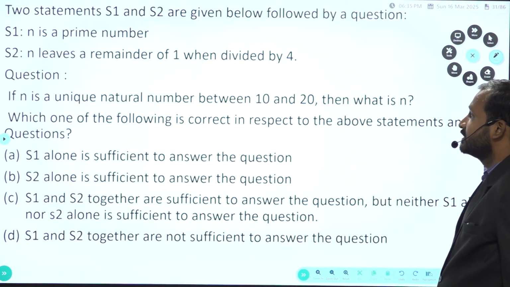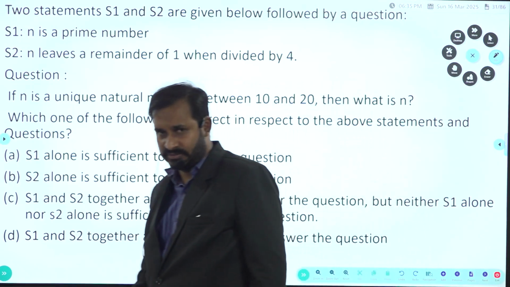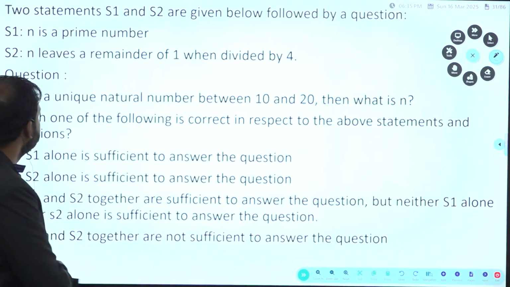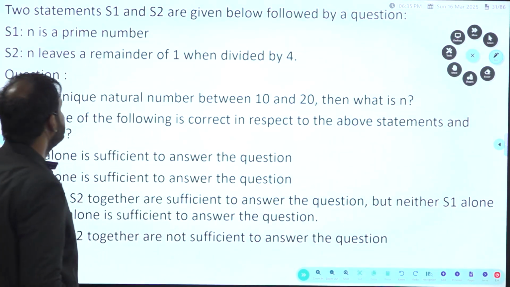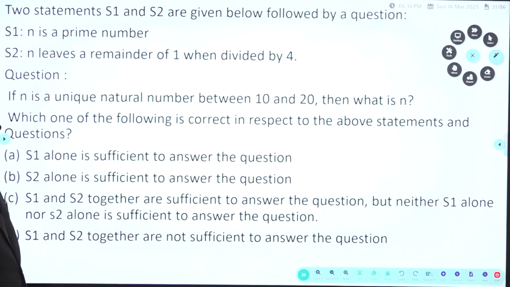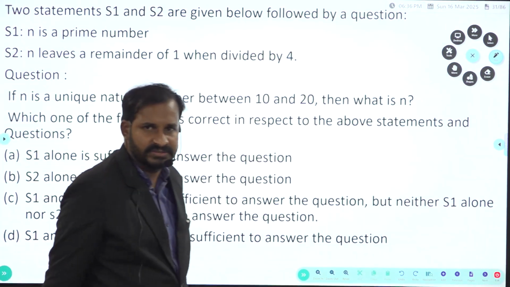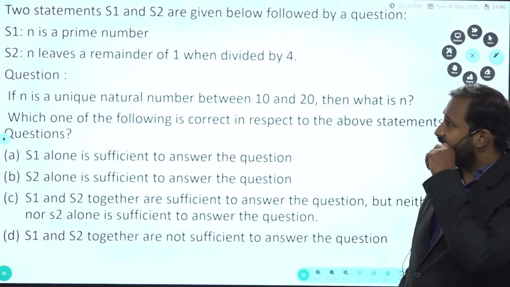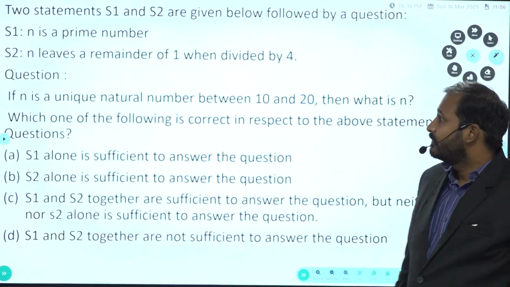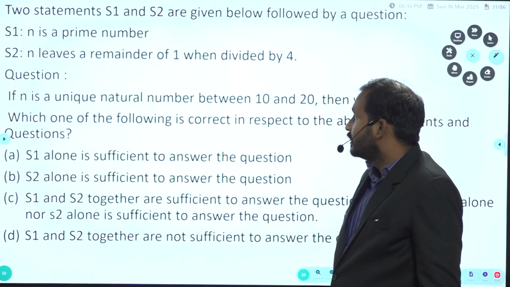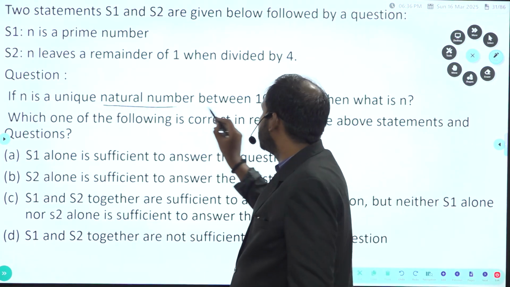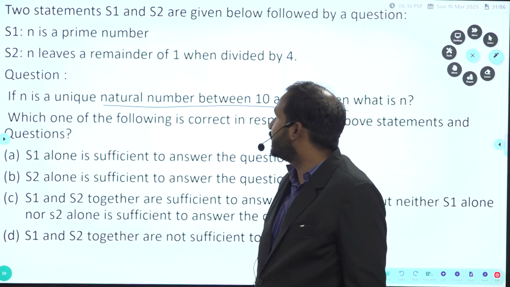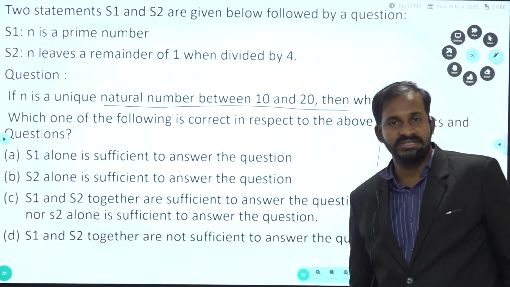Next, we will see some of the standard questions from these number systems. Slowly we will move to concepts, but first we will see the questions. Two statements S1 and S2 are given below, followed by a question based on these prime numbers. With the knowledge which we have till now, we will try to solve it. Statement 1 is n is a prime number. They are telling that n is a unique natural number between 10 and 20. And statement 2 is n leaves a remainder 1 when divided by 4.